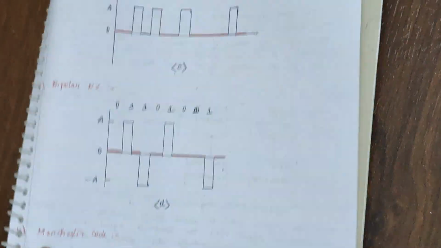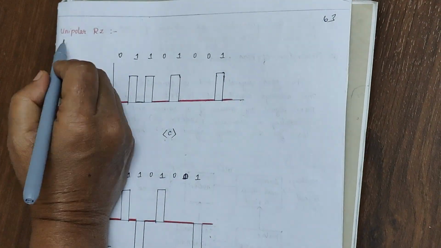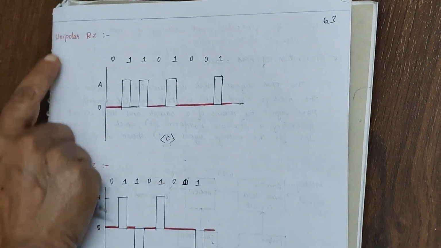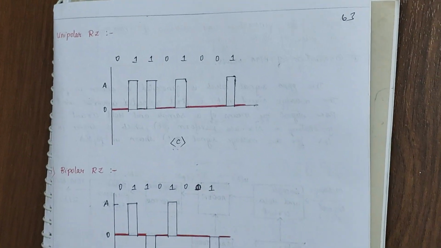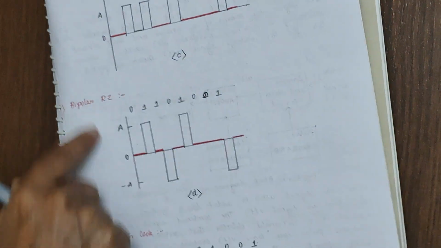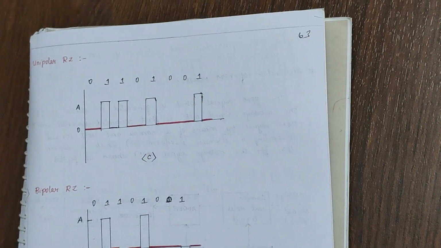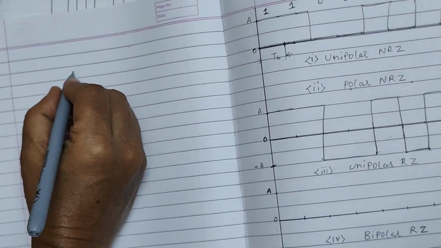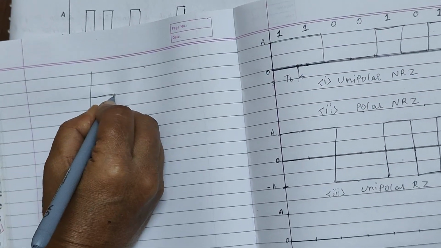Next we will move to the other type: unipolar return to 0. Unipolar, we already know, has only one polarity. But what is return to 0? We have seen non-return to 0, and next is return to 0. Consider, for example, a 1 bit duration.